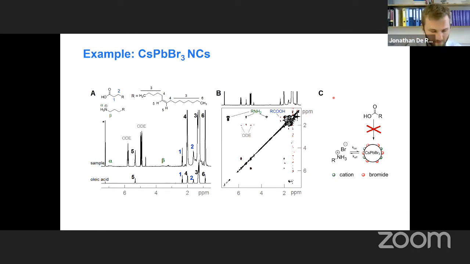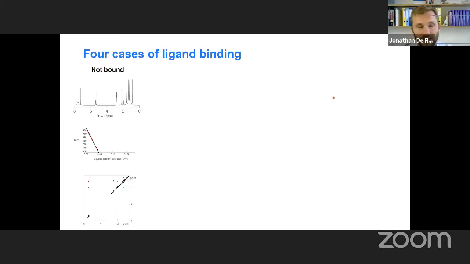Probably a lot of information, and that's what I'm going to try to summarize a little bit right now, to give you a bit of a playbook. You measure 1D, DOSY, and NOESY, and then you will be able to tell whether something is not bound, tightly bound, dynamically bound, or impure. Let's look at those three examples. Not bound means we see sharp peaks in the 1D. We see very fast diffusion, and we see positive NOE cross peaks.